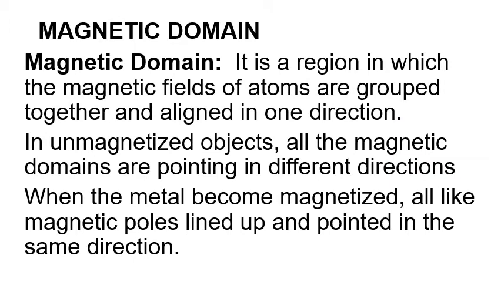Magnetic domain definition. It is a region in which the magnetic fields of atoms are grouped together and aligned in one direction. I take it again. It is a region in which the magnetic fields of atoms are grouped together and aligned in one direction. In an unmagnetized object, all the magnetic domains are pointing in different directions. When the metal becomes magnetized, all like magnetic poles line up and point in the same direction.